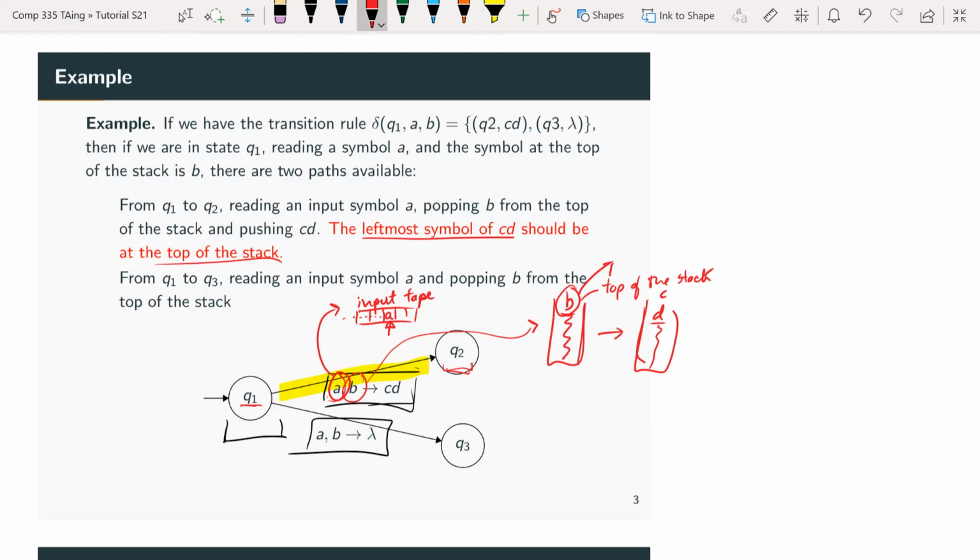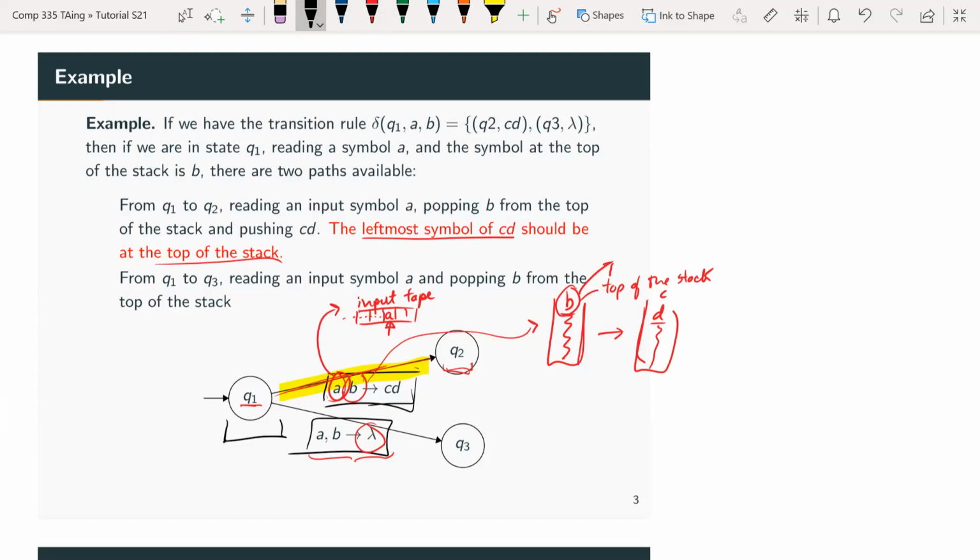So that's for this edge. How do you read this edge? Here we have an interesting symbol: the lambda, or the empty string. So what does it mean if the empty string is in the stack transition? Well, it's not very complicated.